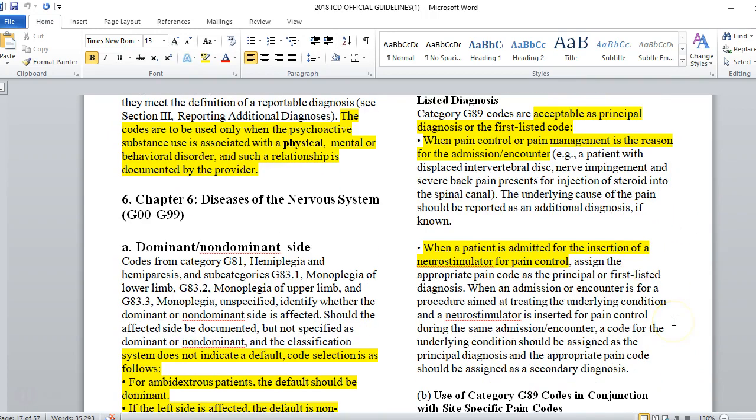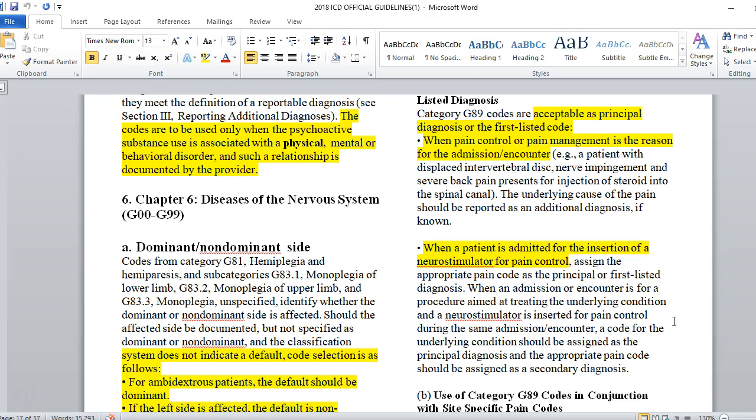Okay, so category G89 codes are acceptable as a principal diagnosis or first listed code when pain control or pain management is the reason for the encounter. So like the patient with a displaced intervertebral disc or nerve impingement and severe back pain presents for an injection of a steroid into the spinal canal. Again, the reason why they're going is for pain control and pain management. So the underlying cause of the pain should be reported as an additional diagnosis if known.